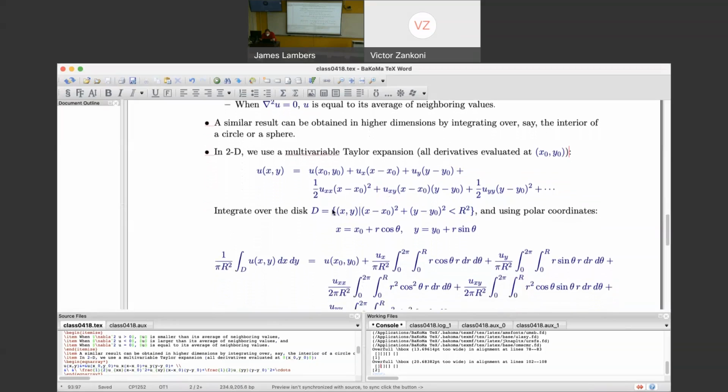So then what I want to do is integrate both sides of this equation over the disk that's centered at the point x naught, y naught, and the radius is capital R. And so it makes sense, given the shape of our domain, to work with polar coordinates. Now, the derivatives are all evaluated at this select point, so I don't have to worry about converting those to polar coordinates. They're constants. You can pull them out of the integral.